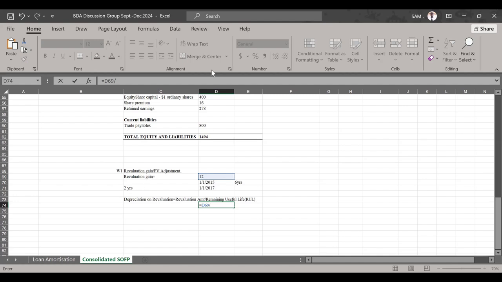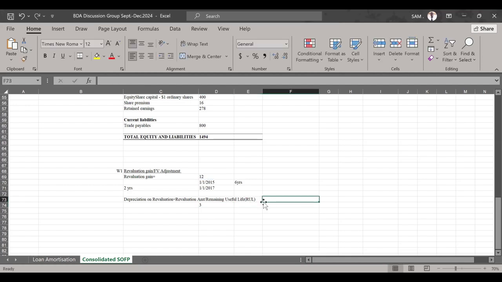This concept, I want you to understand it. What is the remaining useful life? It was bought in 2015. It was supposed to be depreciated for 6 years. But after it was bought, 2 years later, this subsidiary was acquired. 2 years had elapsed, but the total was 6. So how many years are remaining? 4. Good. Thank you. I'm glad that you've gotten it. I'm glad that we are together there.